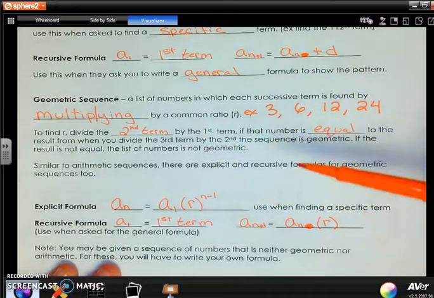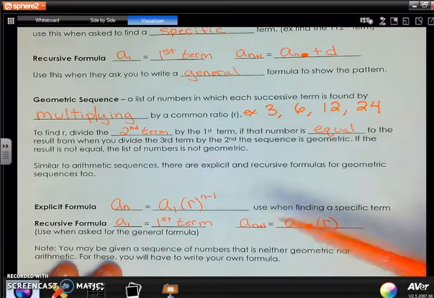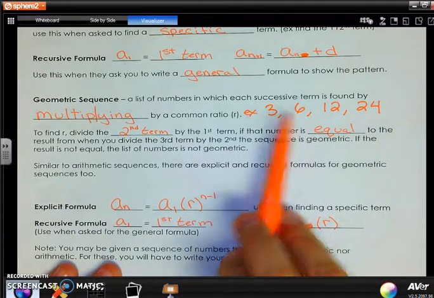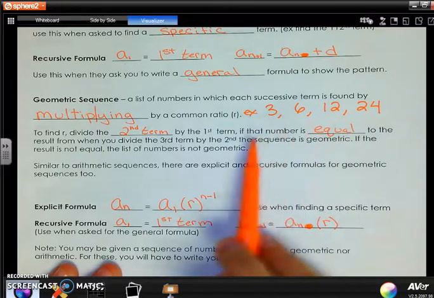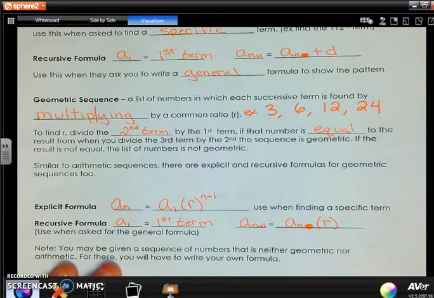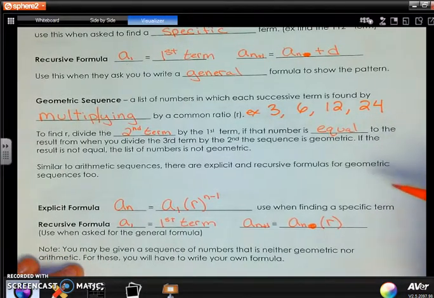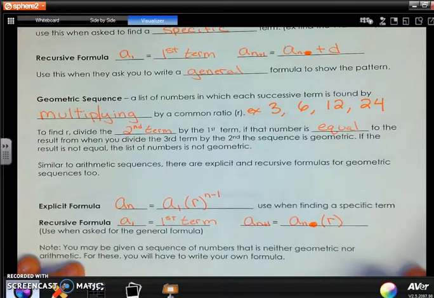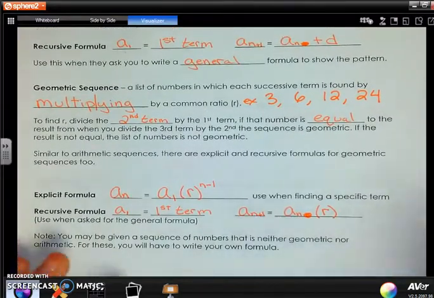But when these get a little bit trickier, the way to check it to make sure is you're going to take 6 divided by 3, which gives you 2. And then you'll say, well, does 12 divided by 6 also give you 2? And in this case, it does. So that tells you that your common ratio is indeed 2. So once you determine it's geometric, okay, then you'll be able to use formulas just like before. So again, the first thing you want to do in this unit is take a look at the list of numbers, and you want to determine, is it geometric or arithmetic?